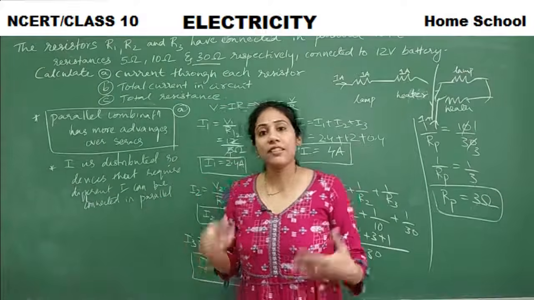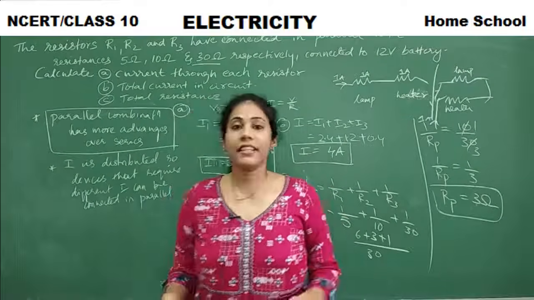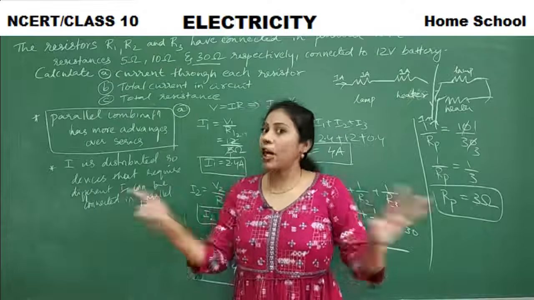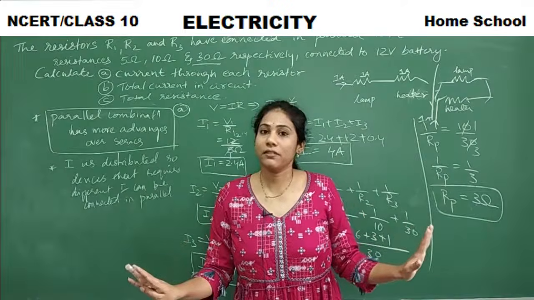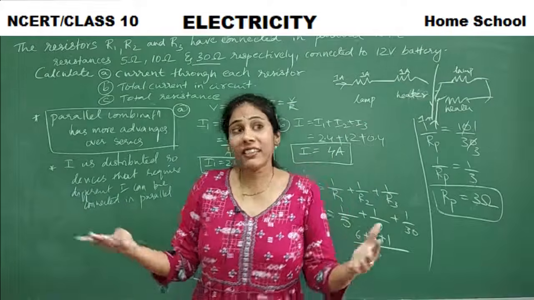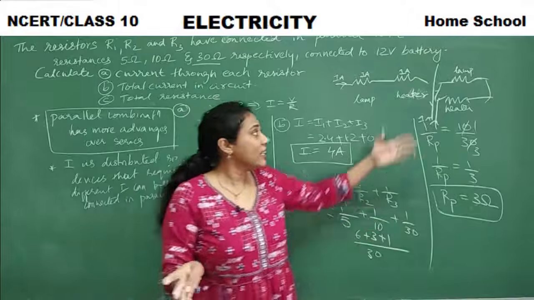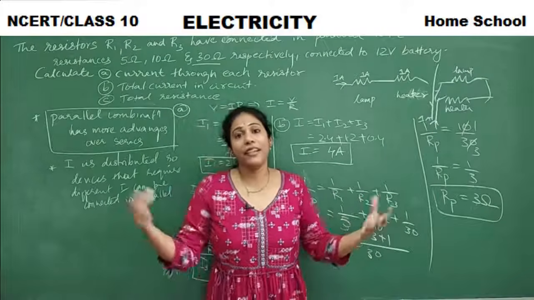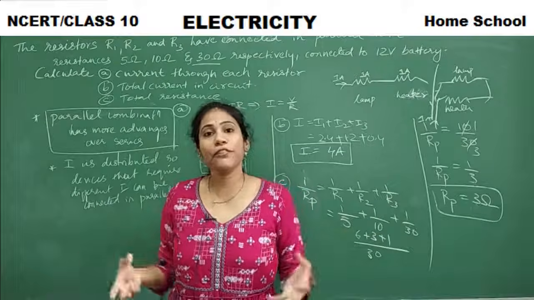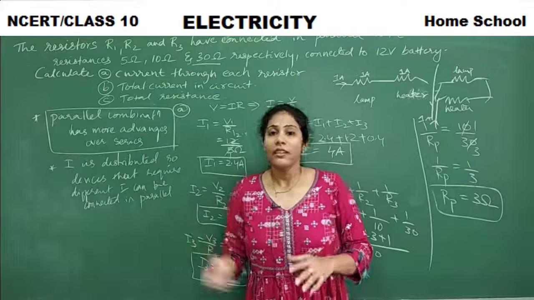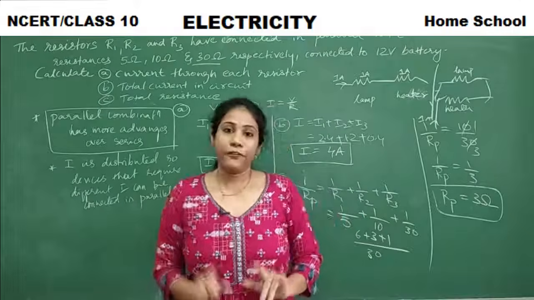So all the devices, if you want to connect in one single circuit, you can always opt for parallel combination, but not series combination. When you connect devices requiring different currents in a series combination, the circuit can undergo a dangerous situation, right? Any of the devices may burst because of more current passed. So that is the main difference.